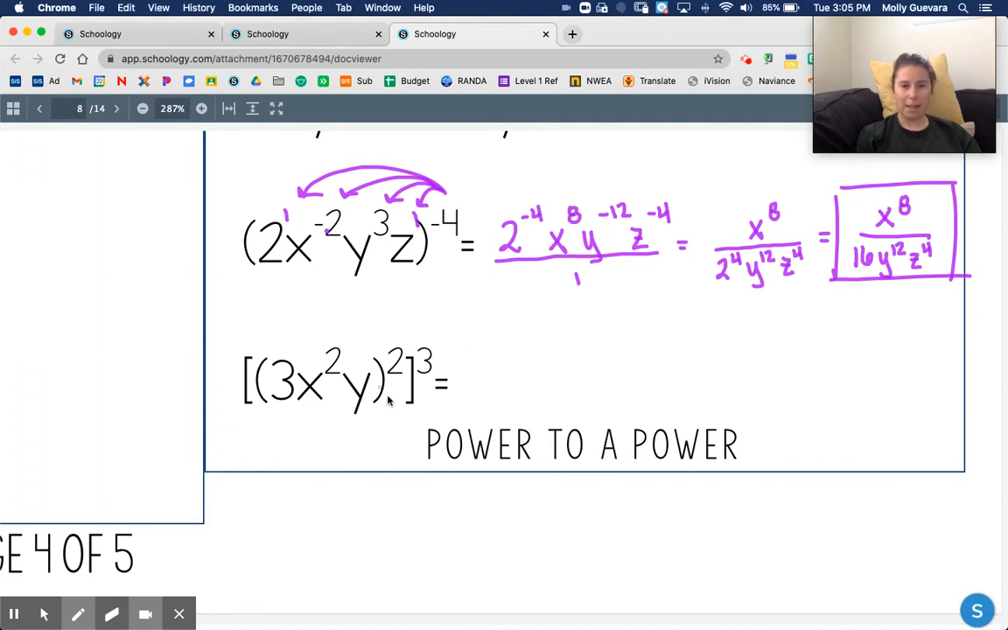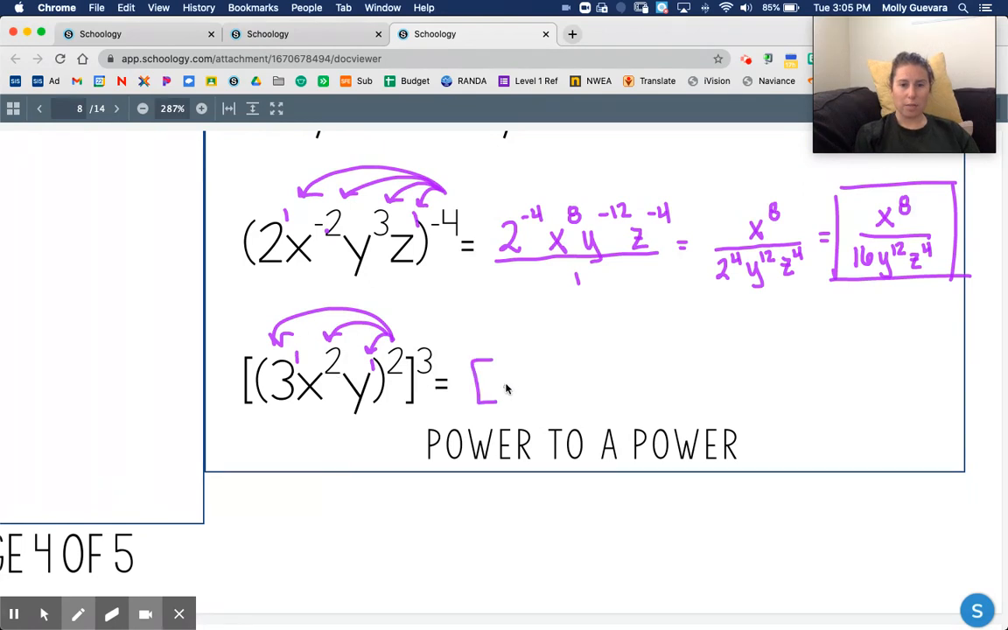Okay, last one. Notice I have something being raised to a power being raised to another power. There's two different ways that you can do this. I can multiply this 3 to the 2 and make it a 6. Or I can multiply this 2 in. So you start on the inside. Remember, this is 3 to the 1 and y to the 1.